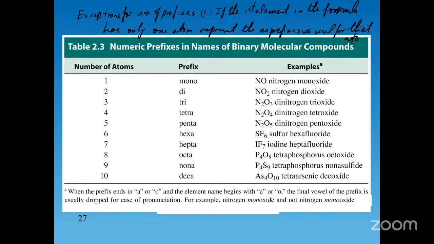All right? So what I'm saying here is that if the first element in the formula has only one atom represented, then we do not use the prefix mono for that particular atom in the name of that compound, right? And we can see that in the very first example here, right? In this molecule here, we have NO, right? One atom of nitrogen, one atom of oxygen, right? So because there's only one atom of nitrogen, we do not use the mono prefix for the nitrogen. So you'll notice there's no mono here, right? But for the oxygen, which is the second element, only one atom of that element is present. So we use the mono prefix here, and then it ends with the IDE ending, all right?